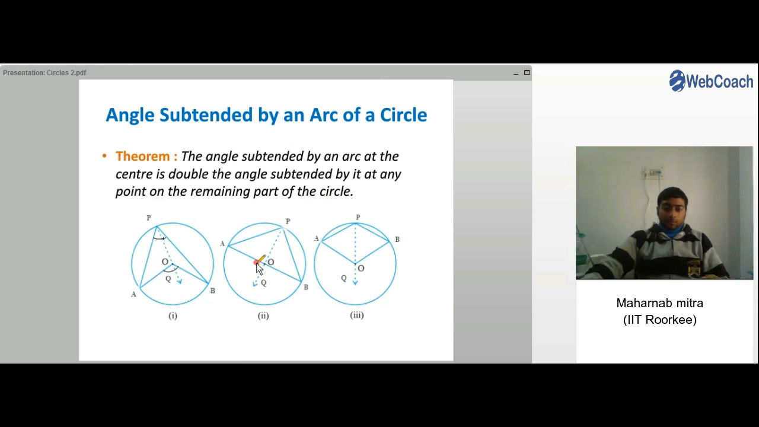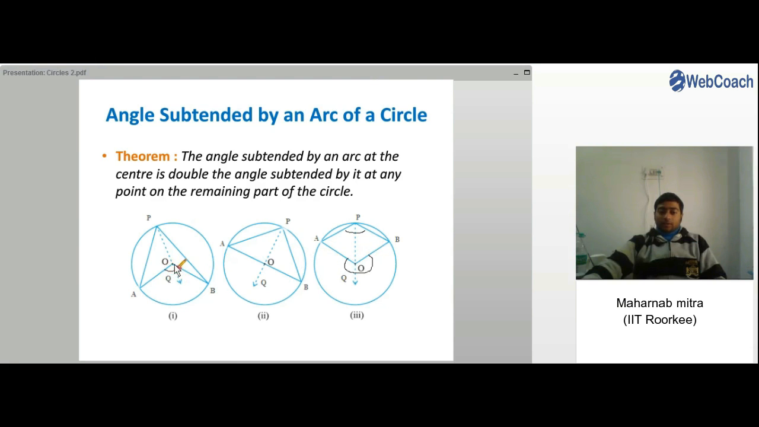And in the second figure, this angle AOB must be double that of angle APB. This is what is stated by this theorem. The central angle subtended by the arc is double that of the angle subtended by the same arc at any other point on the circle. And for the last one, if this is the angle subtended by the major arc AB, then this angle APB is half of angle AOB, right? And you can see we are considering angles on the same side, right?